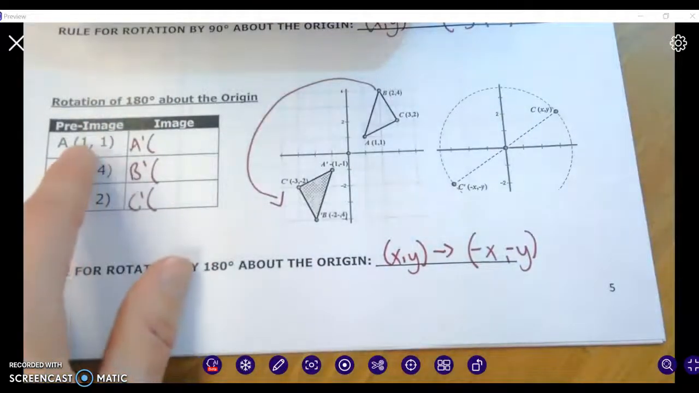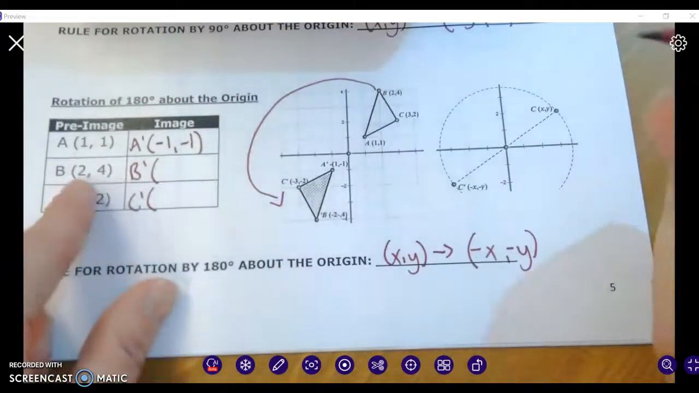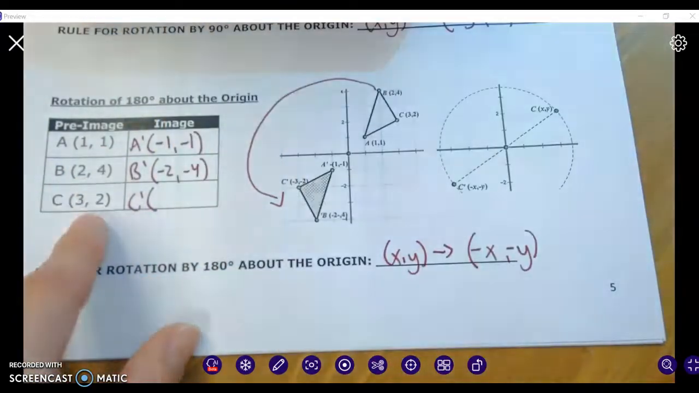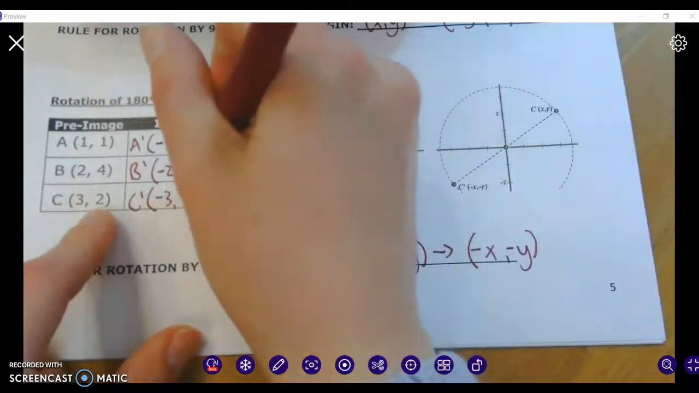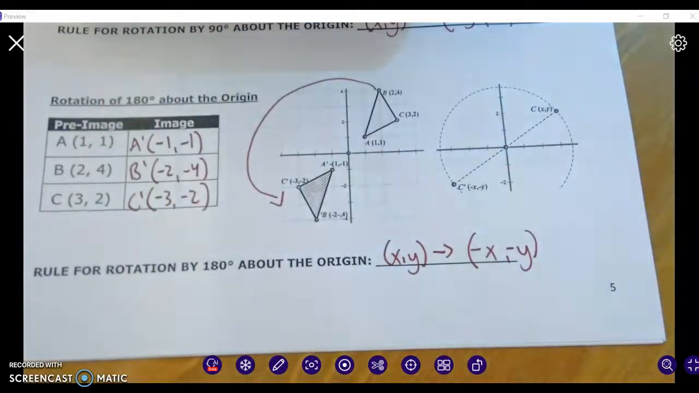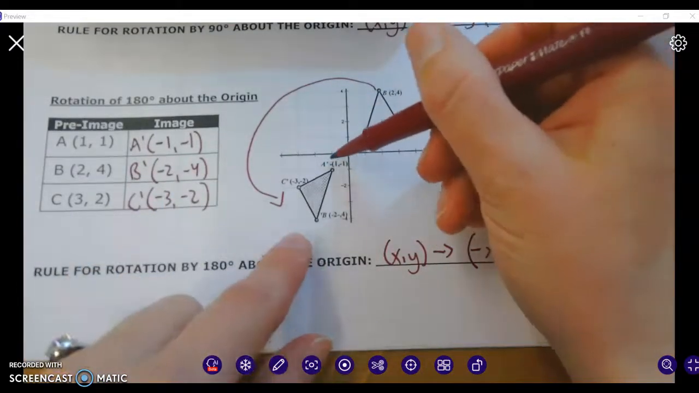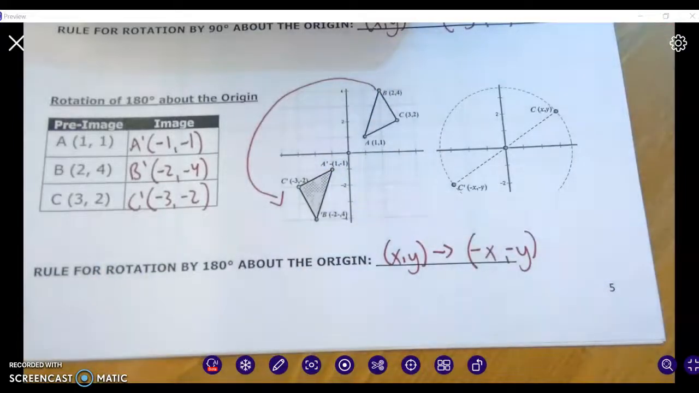So A prime, 1, 1, will become negative 1, negative 1. B will become negative 2, negative 4. And C, we add a negative to both of those, negative 3, negative 2. If we compare that to the graph, negative 1, negative 1, negative 2, negative 4, and negative 3, negative 2. So that is how you do a 180-degree rotation.